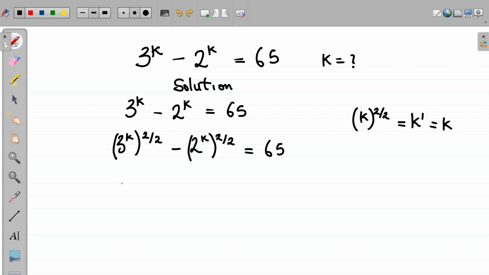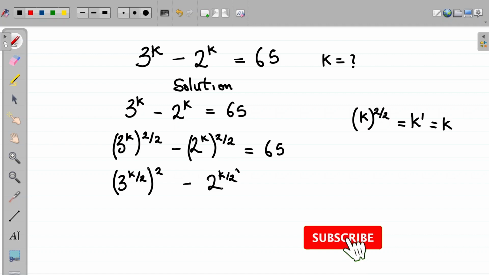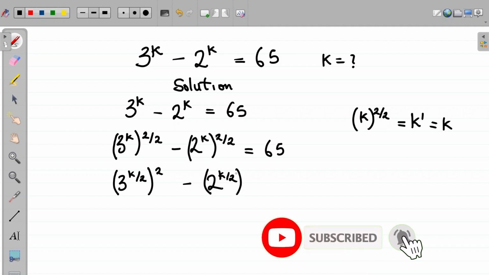Now on the left hand side, our equation becomes 3 raised to the power of k divided by 2 all raised to the power of 2 minus 2 raised to the power of k divided by 2 all raised to the power of 2 equal to 65.